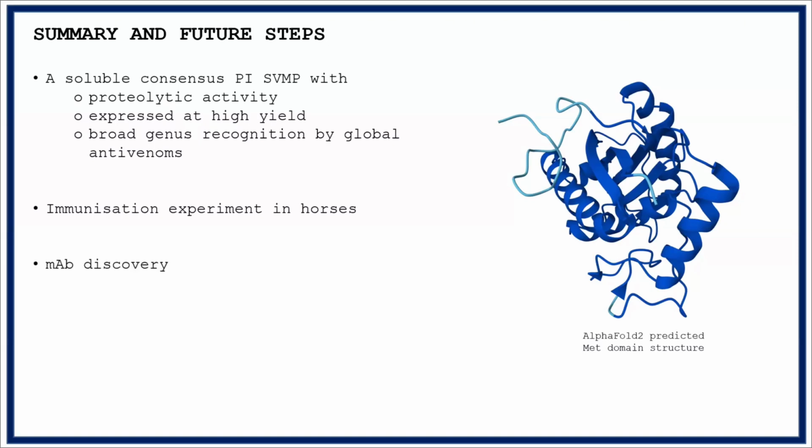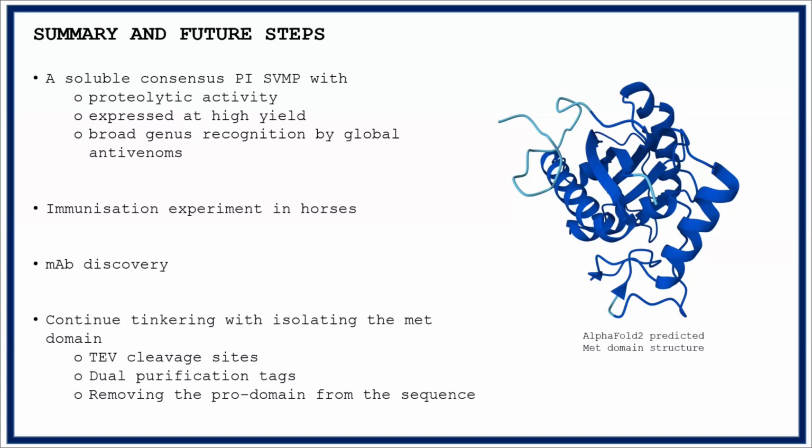Alongside that, we are also going to be doing some map discovery using phage display. And in the background, I am continuing to tinker with trying to isolate that met domain. I've tried a couple of these steps already, and removing the pro domain to see if that solves the issue is one of the next steps I'm going to try.